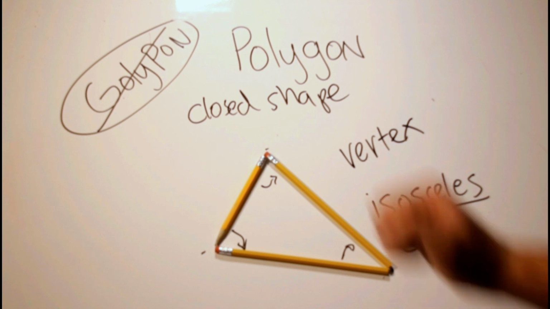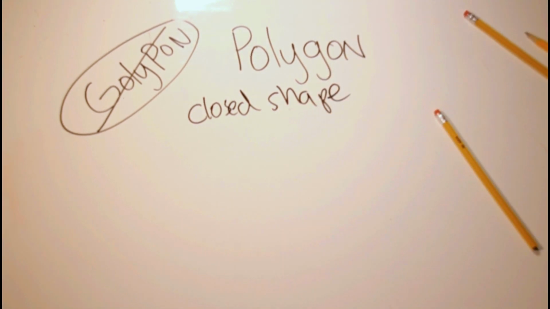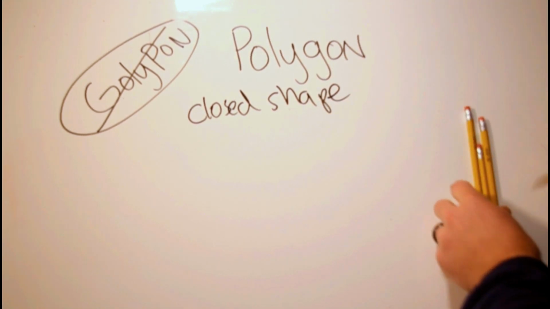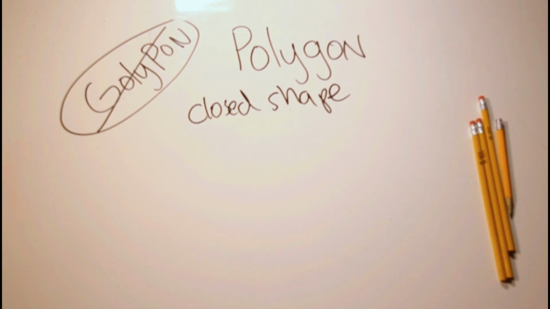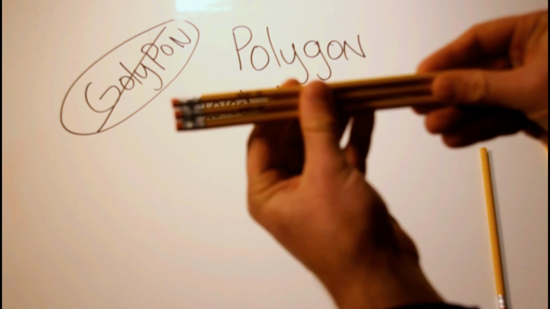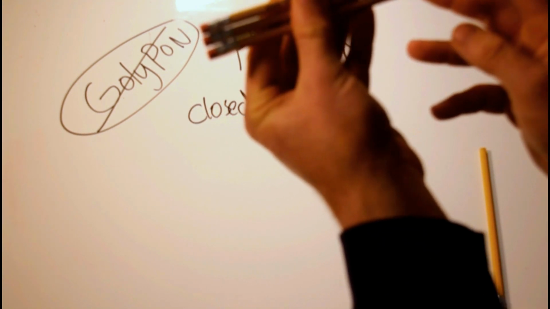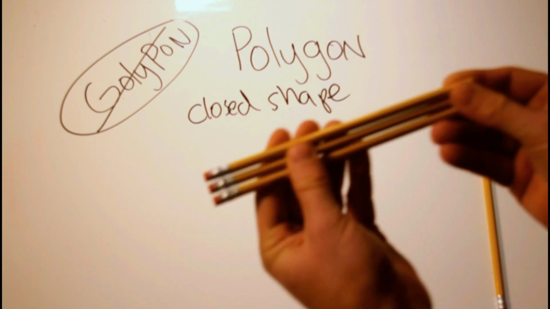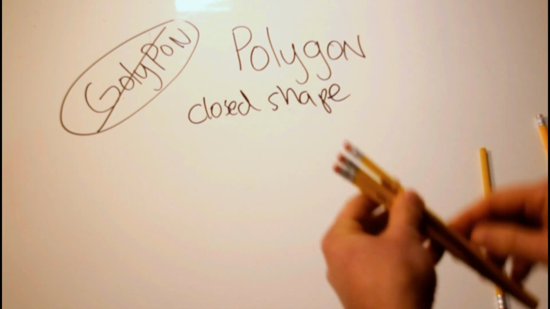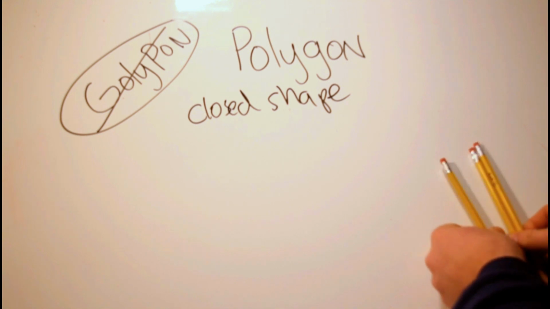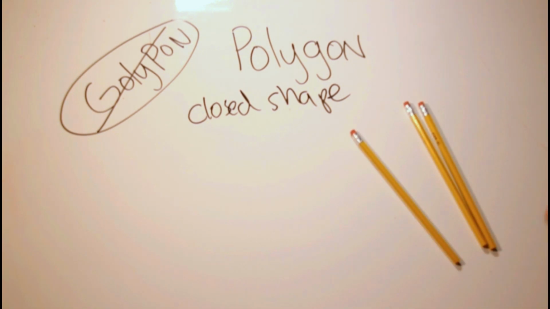Let's do another one. Now let's do one more. Now I have all of these that are the same length. We can tell they're the same length. They're all made in the same factory. They're the same length. But this next triangle, all the sides are different lengths.